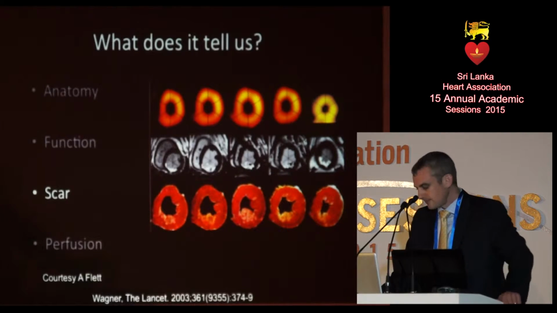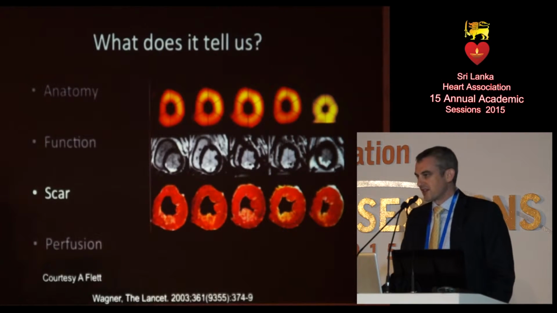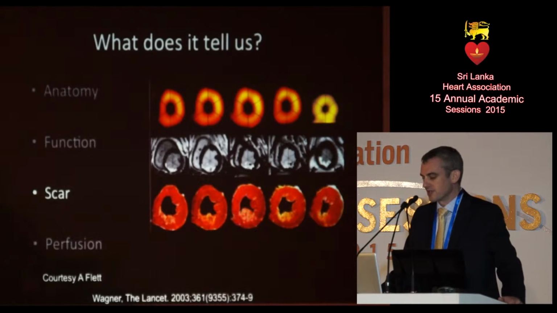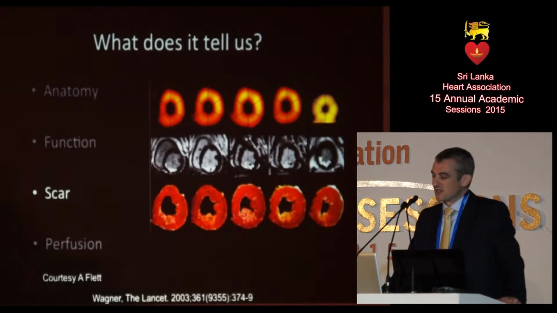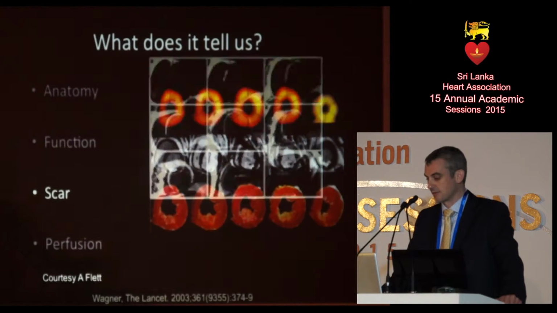So the advantage of this over nuclear imaging is really increased spatial resolution. This is now an old study, but just to emphasize the point that SPECT imaging can of course visualize scar, but increased spatial resolution with MRI means that we can recognize patterns of disease that we haven't been able to recognize from nuclear imaging, and that's been validated in animal studies.